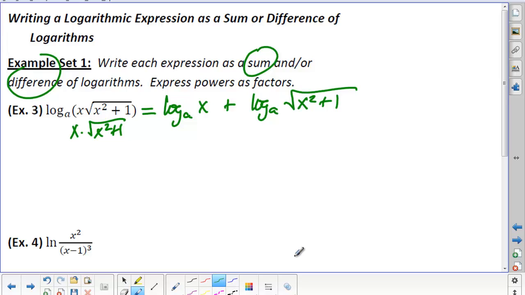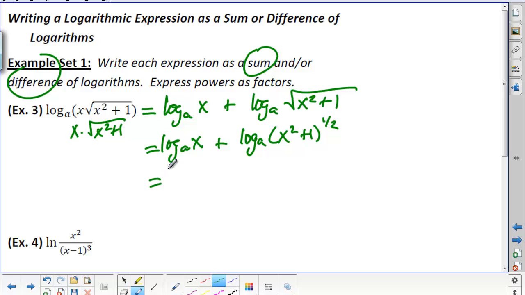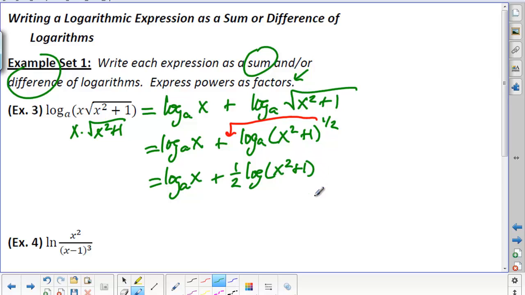From there, we can actually go a little bit further. This first piece is done. Log base a of x can't really go any further. But this second piece, that square root, if you think back, is the same as taking a 1/2 power. So we can do this last part right here, express powers as factors. We can take this 1/2, drop it down in front there, make it a factor, and multiply that logarithm by 1/2.